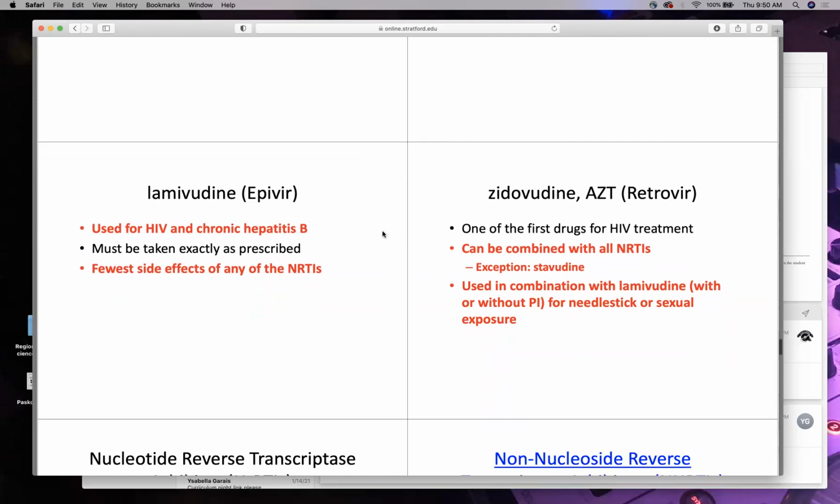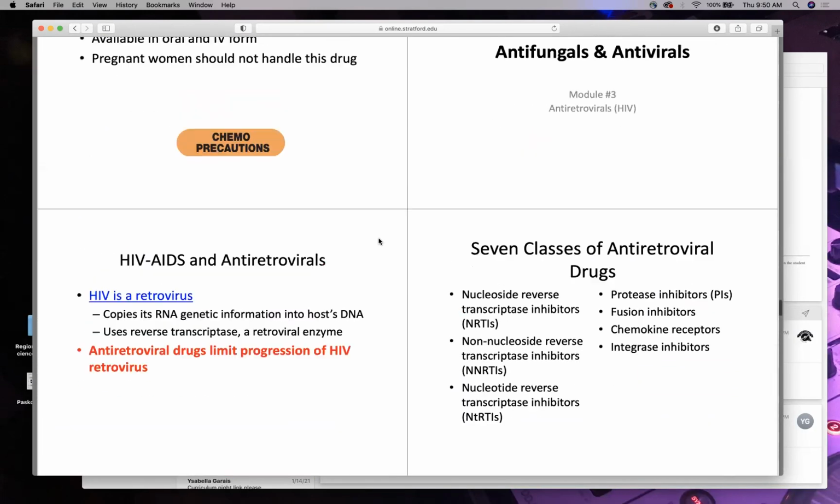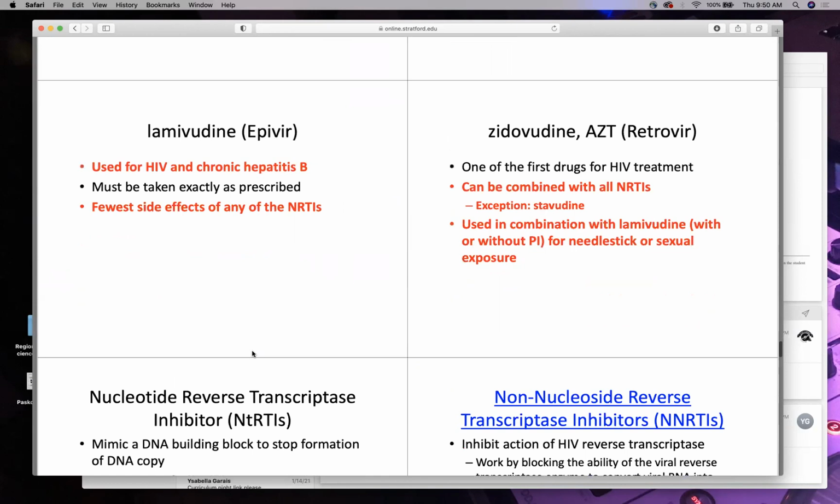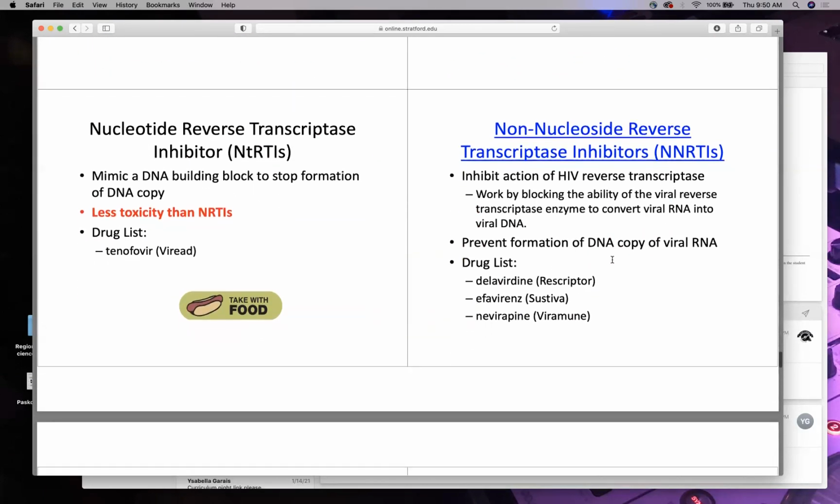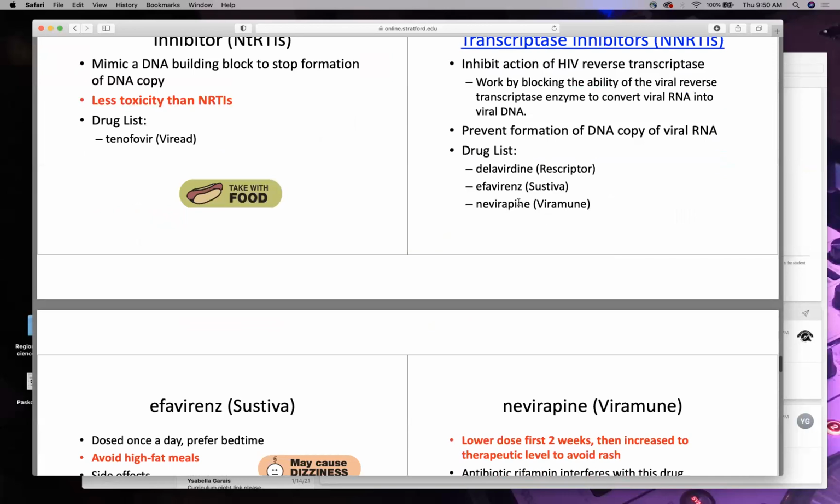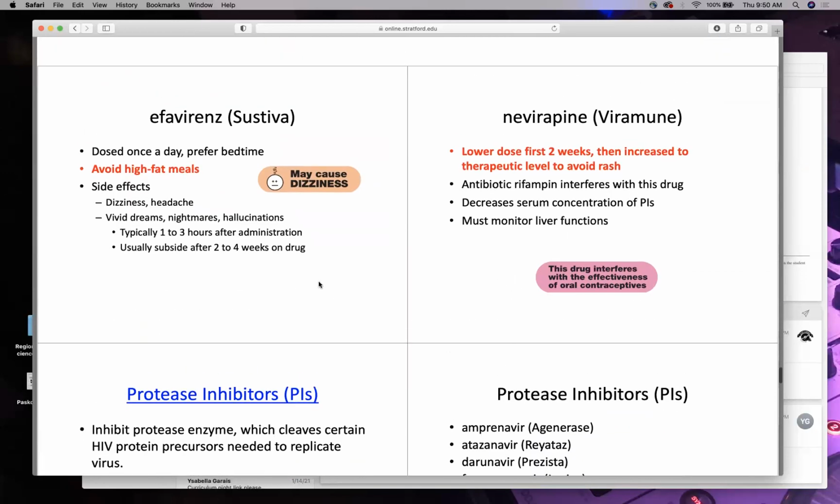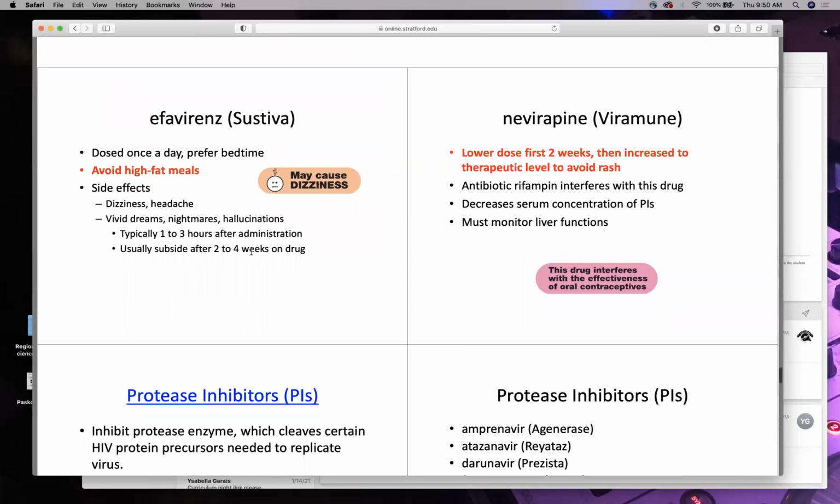So all of these drugs, remember, how many times did I say this? 3 times? They attack reverse transcriptase. So that's the theme here. They prevent formation of the DNA copy. You see "vir" for the NNRTIs.